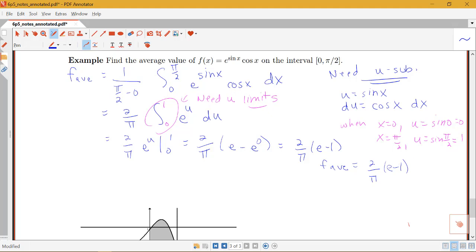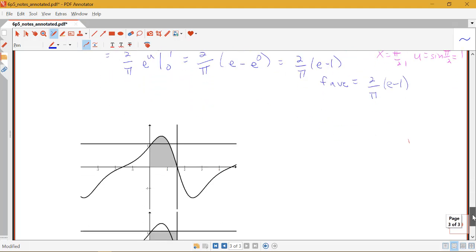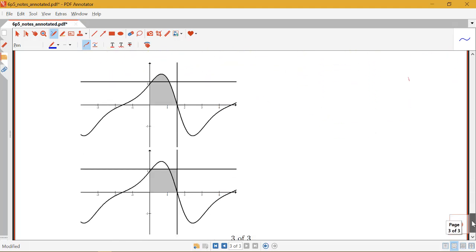But let's finish off this problem by looking at the geometric interpretation and maybe how we could interpret this average value in the context of an application like velocity. First we'll look at the geometric interpretation. We have this curve, which is our function f of x equals e to the sine x cosine x, and this horizontal line here is my average value, which was 2 over pi times e minus 1. So this is f average, and this is my function f of x.